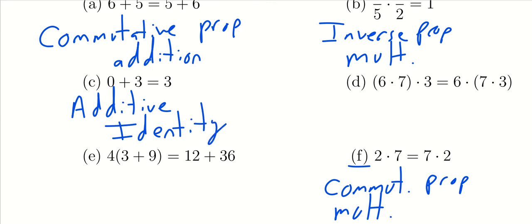Now let's take a look at D. Here, D says that 6 times 7 multiplied to 3 is the same thing as 6 multiplied to 7 times 3. And the use of the parentheses is associating or grouping a set of numbers within each multiplication. So when we rearrange that grouping, 6 times 7 as opposed to 7 times 3, this is going to be the associative property for multiplication.